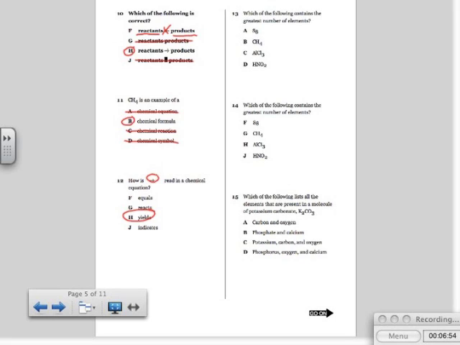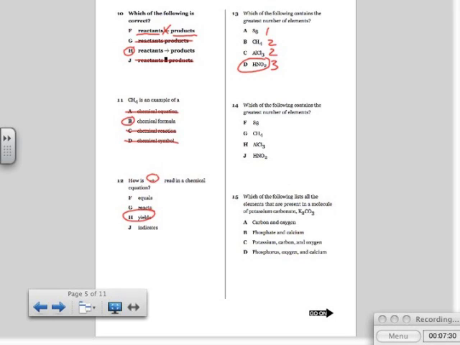Number 13, which of the following contains the greatest number of elements? If we count up the different atoms that make it up, it will be our answer. A just has S, so it only has 1. B has CH, so it has 2 different elements. C has Al and Cl, which is aluminum and chlorine. It only has 2. And then we have D, which is HNO3. So we have the H, the N, and the O. So it has 3 kinds of elements. So our answer is D.